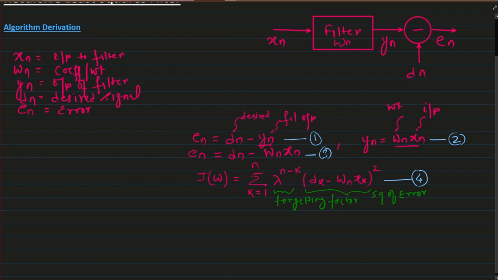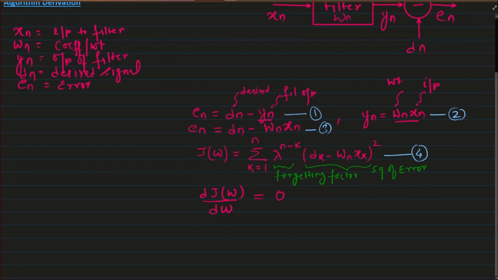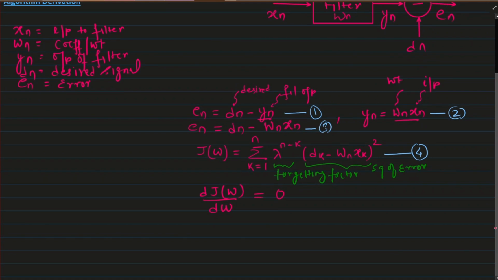How that can be done is by taking a derivative of this cost function with respect to the weight, because weight is the variable part in this whole equation, and we are supposed to tweak that weight so that this whole expression reaches its minimum point. After taking the derivative we equate it to 0. So this is how we're going to do it.